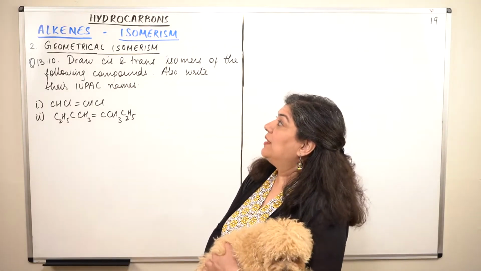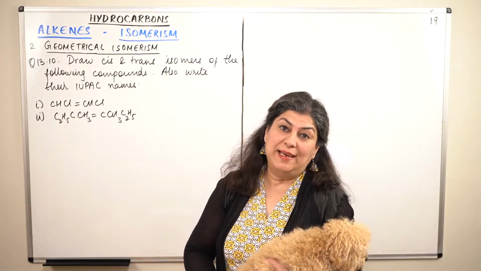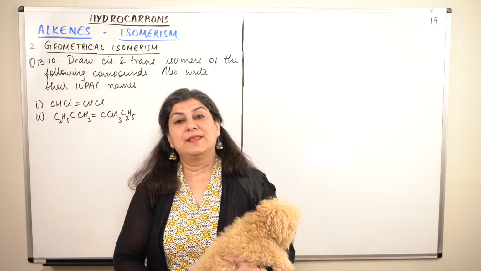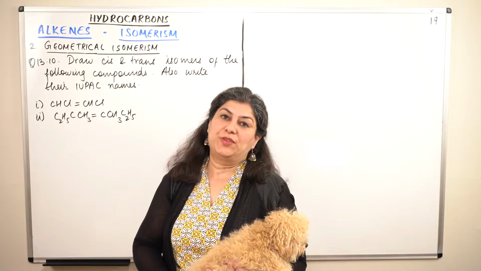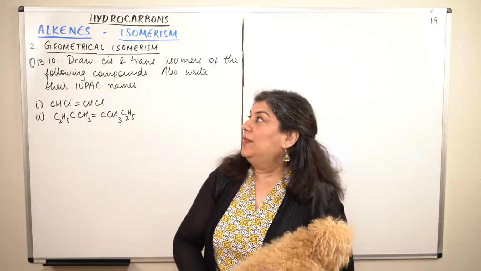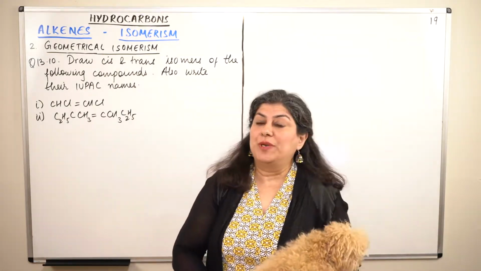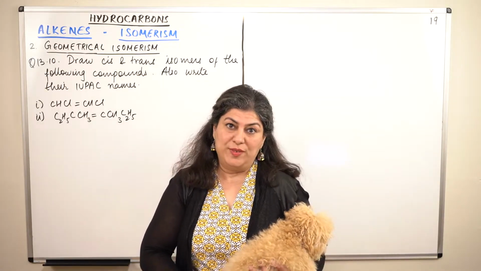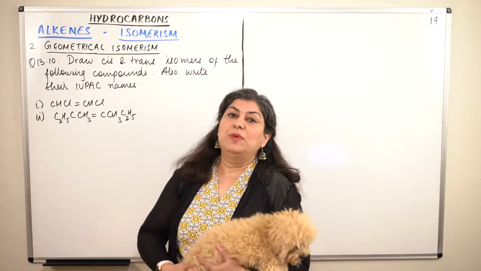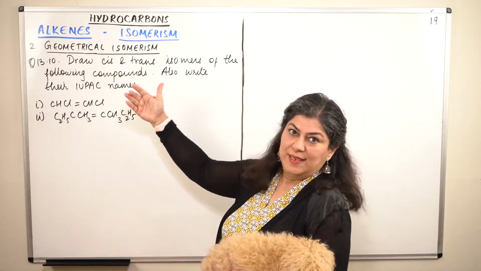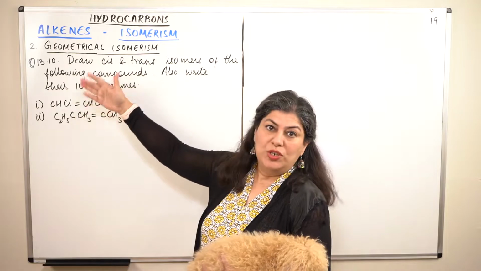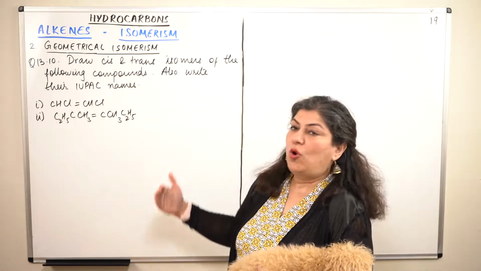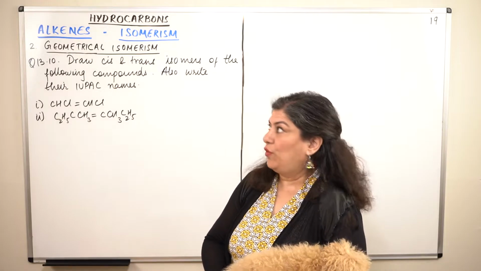We were doing the isomerism in alkenes and I told you that there are two kinds of isomers, that is the structural isomers and geometrical isomers. In the previous video I told you about the geometrical isomers that alkenes show cis-trans isomerism. When two similar groups fall on one side of the double bond, we call it the cis form, and if they fall on the opposite sides, we call it the trans form.